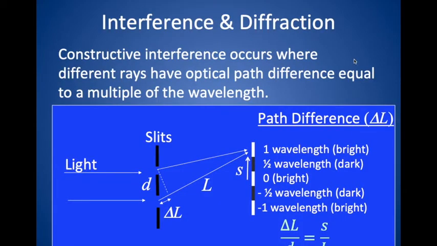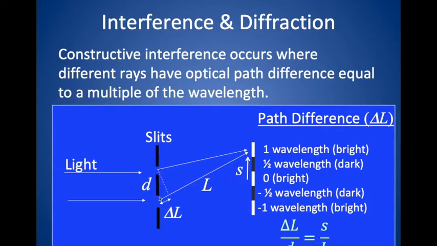An interesting property of light, or any wave actually, is interference and diffraction, which occurs when you have multiple components of the wave combining into a single wave. So an example of that is if you take light and shine it through a slit, and then look at a screen far away.